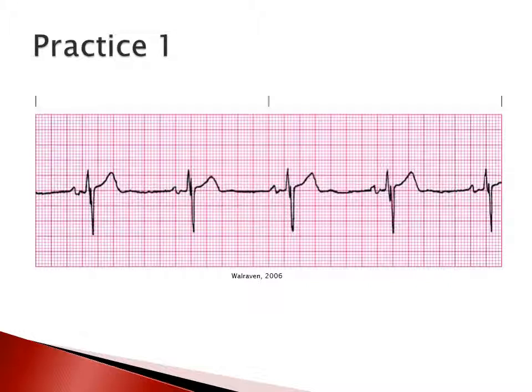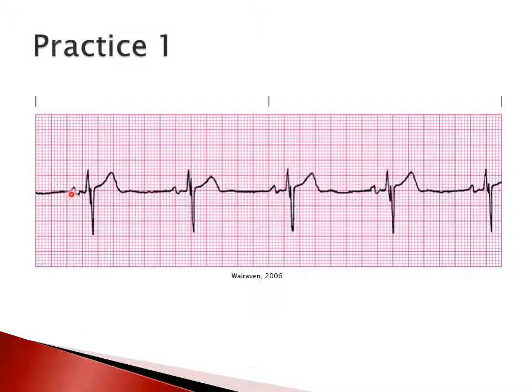So for this strip, when we march out our P to P interval distance, we can see that it's the same all the way across the strip. So we know that we have a regular rhythm. And continuing with the QRS complexes, we count 5 of those, so we're going to multiply those times 10, which gives us 50 beats per minute. And we've got each P wave for QRS complexes all the way across. They're all upright and they're all the same size and shape.